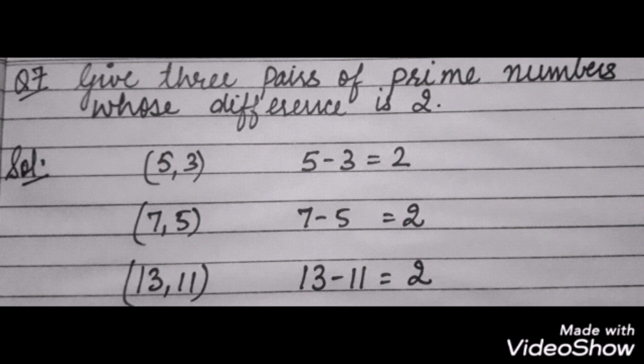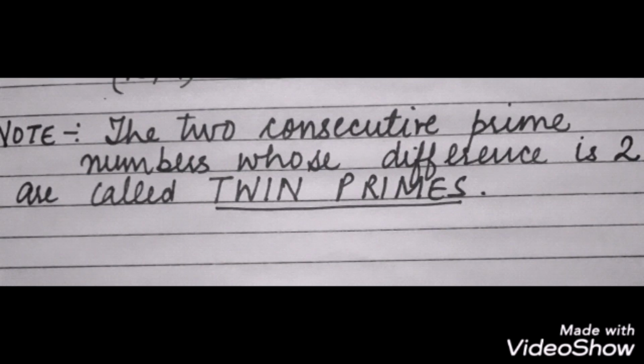Please note that if we have 2 consecutive prime numbers whose difference is 2, then they are called twin primes. Therefore, 3 and 5, 5 and 7, 11 and 13 are called twin primes. Now you can yourself find more such pairs whose difference is 2.